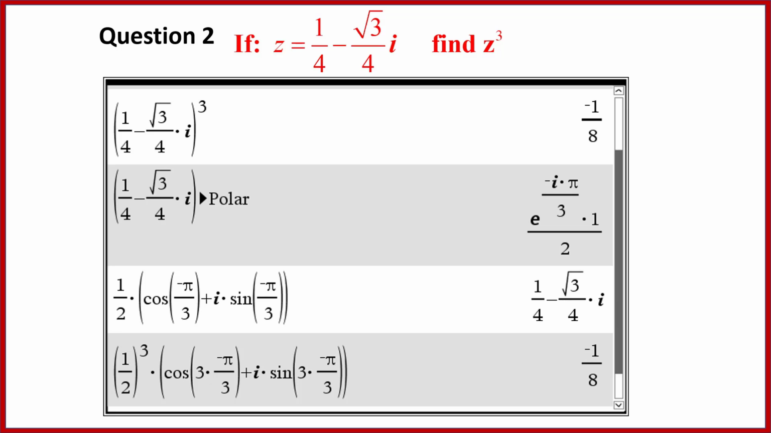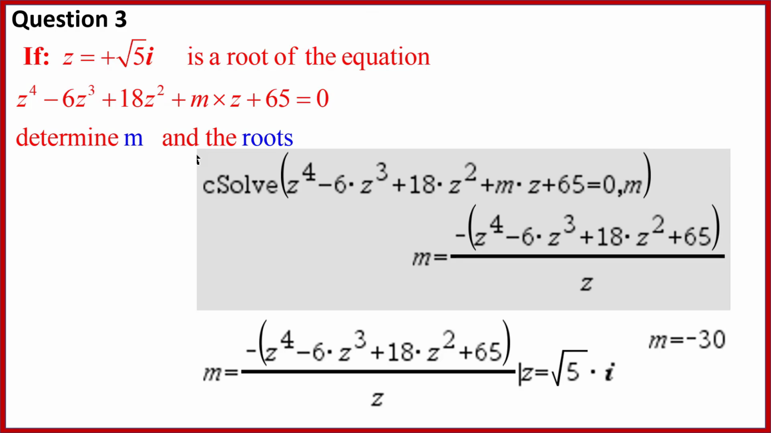Let's look at another question over here. We have a complex equation, z to the power of 4 minus 6z cubed plus 18z squared plus m times z plus 65 equal to 0, and one of the roots is positive root 5, the imaginary part. We need to determine the other roots, and also we need to determine the value of m.